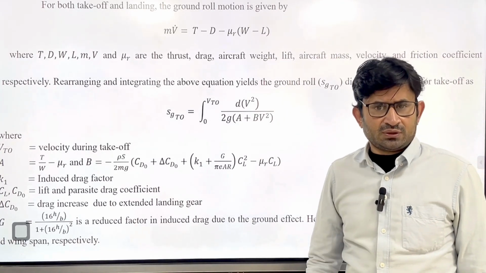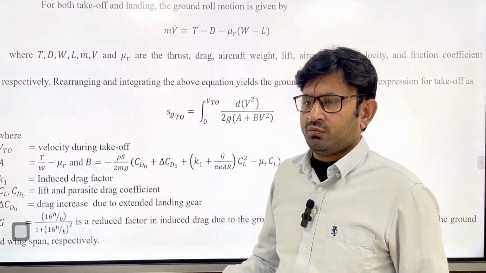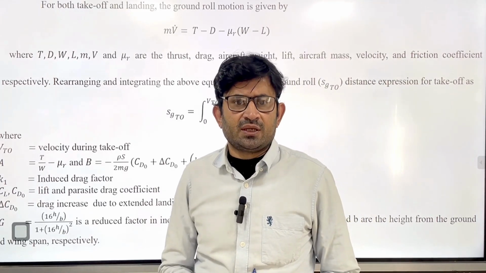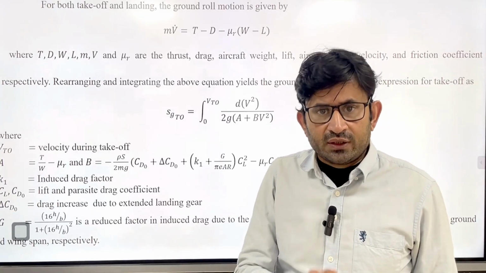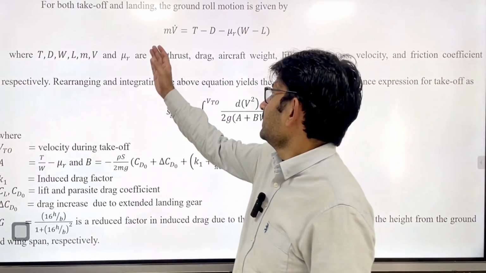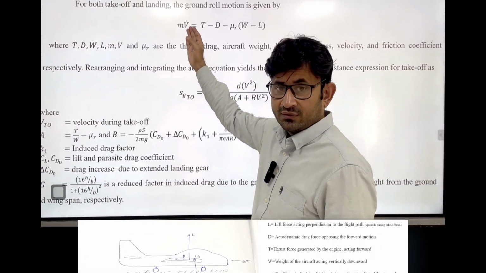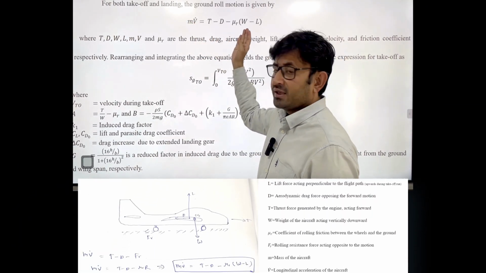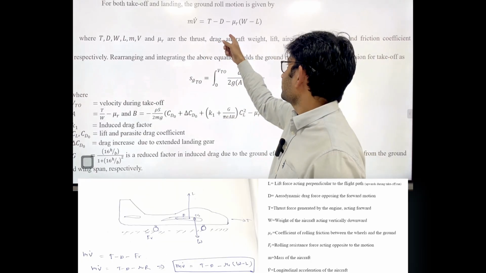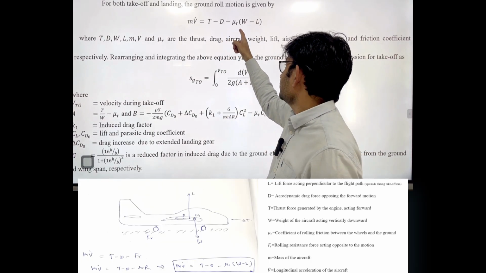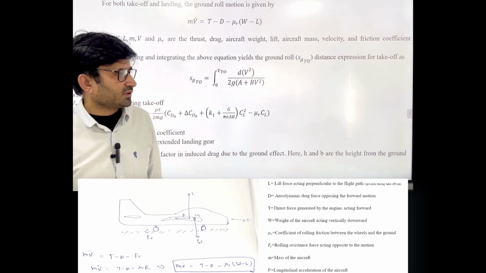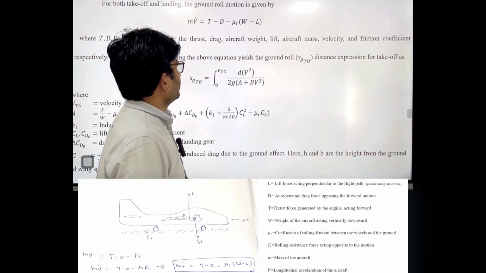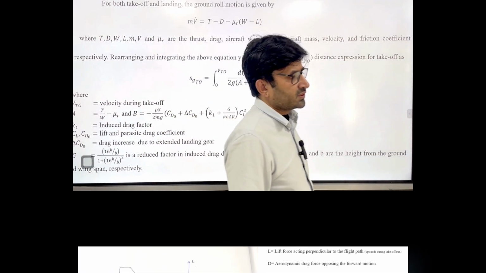So as an engineer, how will you write the equations of motion? Because when you write the equations of motion and do the derivation, you will then find the takeoff distance. So you write m V dot, where V dot is the acceleration, equals T minus D, where T is the forward thrust force and D is the backward drag force, minus mu r times W minus L. Mu r is the friction coefficient, and W minus L balances the equation.